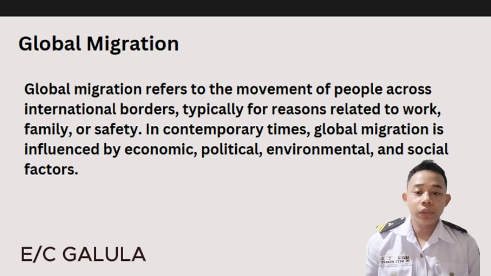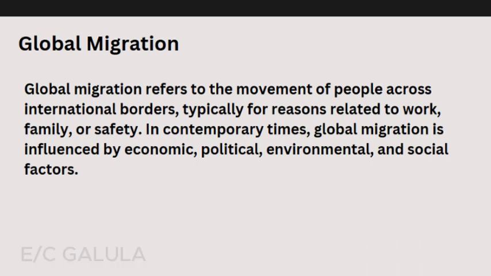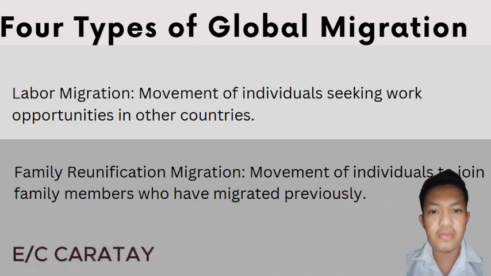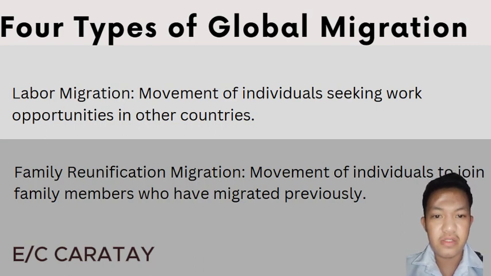Displacement of people due to environmental factors such as rising sea levels, natural disasters, or droughts. Fifth is urbanization migration. Rural to urban migration as people move from rural areas to cities in search of employment, education, and better living standards. Labor migration refers to the movement of people from one place to another, often across borders or within a country, in search of employment or better living conditions.